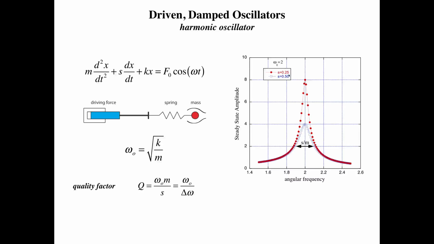Now the red dots were with a damping parameter of 0.25. If we double that and increase the damping force, we get the blue curve illustrated here. The sharpness of this resonance curve can be characterized by what's called a quality factor, and you hear this term when people talk about NMR probes quite a bit. Given the symbol Q, for a harmonic oscillator it's omega naught times the mass over the damping parameter. In frequency parameters, it's omega naught, the natural frequency, divided by the width of the resonance curve.